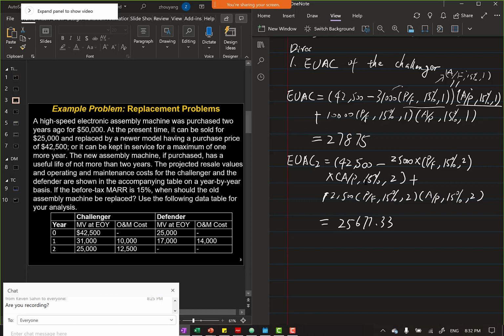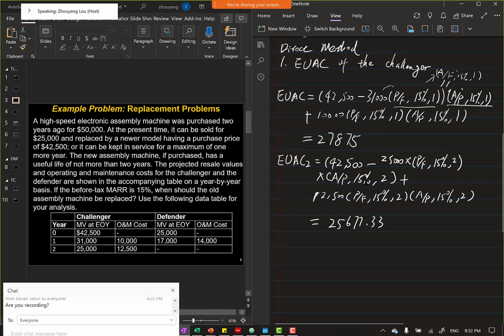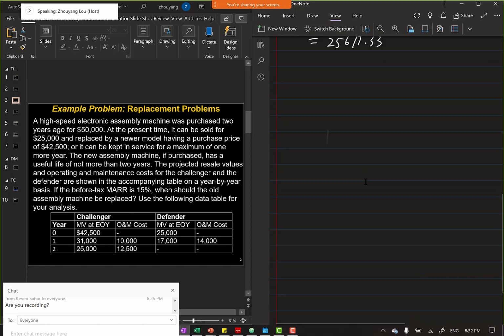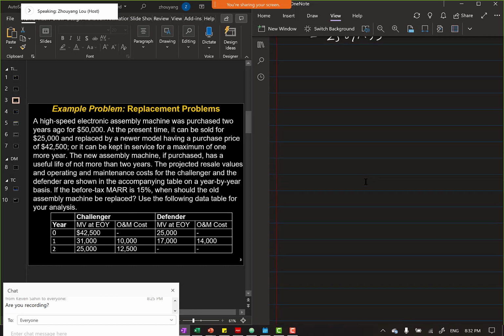I want to show here, but just let you know, you don't have to know all the methods, but just to show there's another method we can also solve this problem. So I'm going to introduce the total marginal cost method.